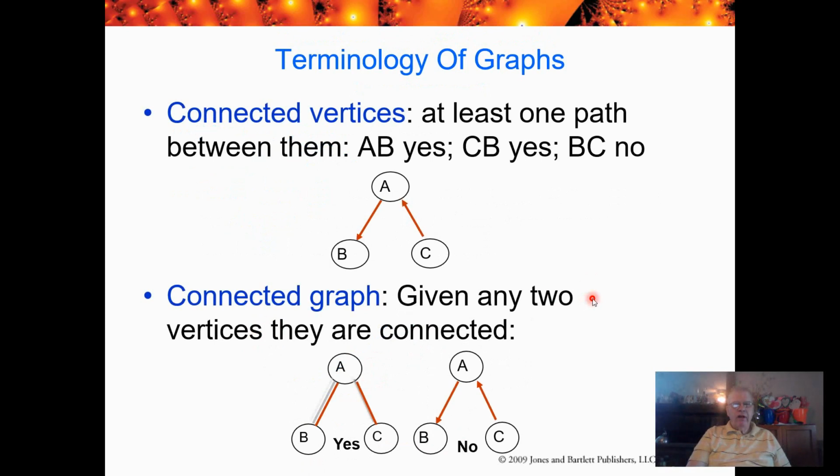So two vertices are connected if there's at least one path between them. And a fully connected graph is connected if any two vertices are connected. So this graph to the lower right is not connected because once you start from C and go to A, you can't get back to C.